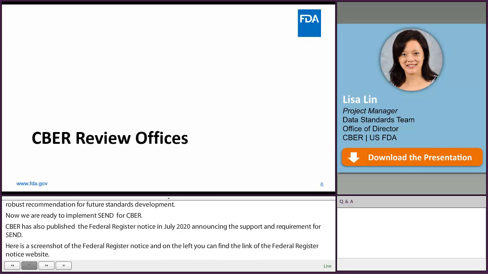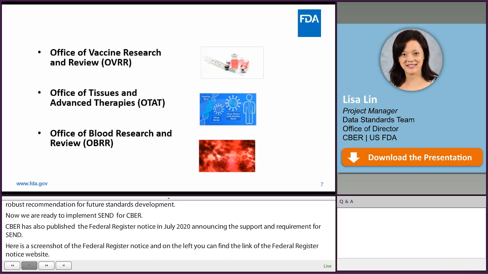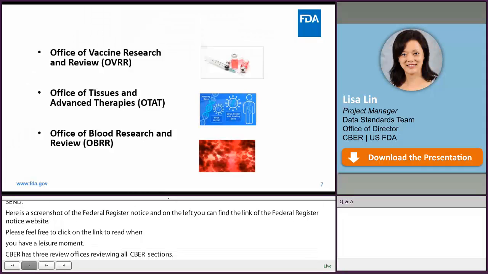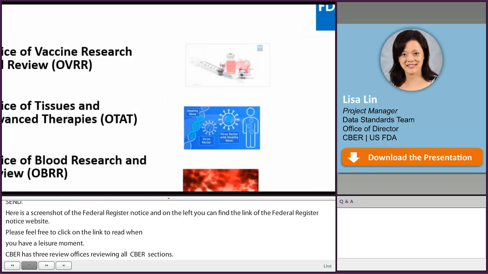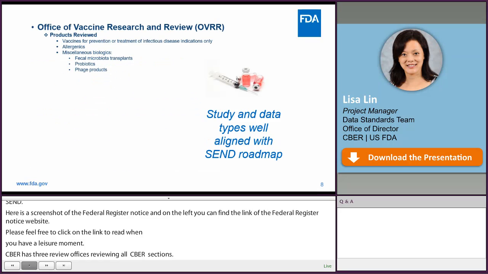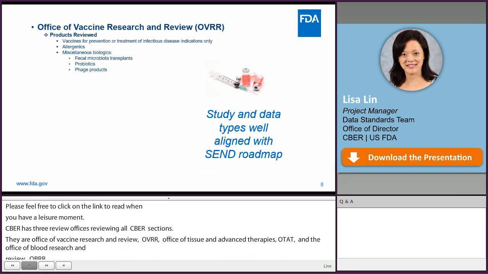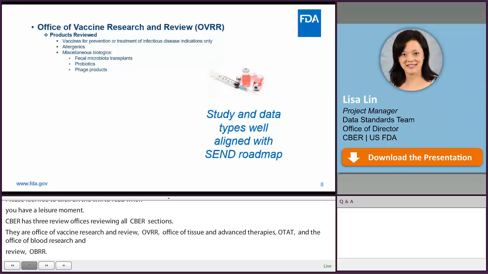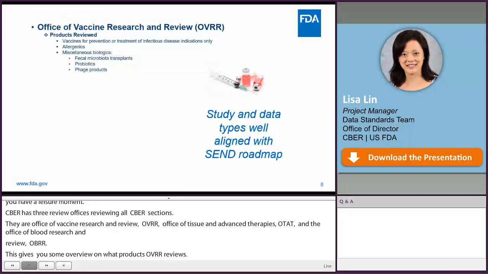CBER has three review offices reviewing all CBER submissions. They are the Office of Vaccine Research and Review, OVRR, the Office of Tissue and Advanced Therapies, OTAT, and the Office of Blood Research and Review, OBRR. This gives you some overview of what products OVRR reviews. OVRR mainly reviews vaccines for prevention or treatment of infectious disease indications, allergenics products, and so on.